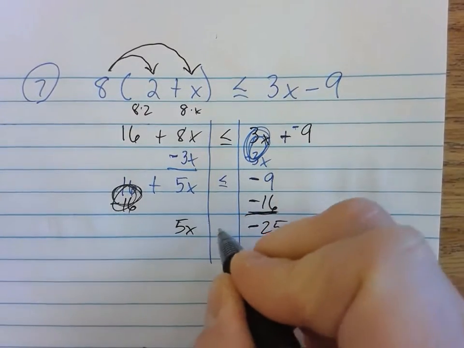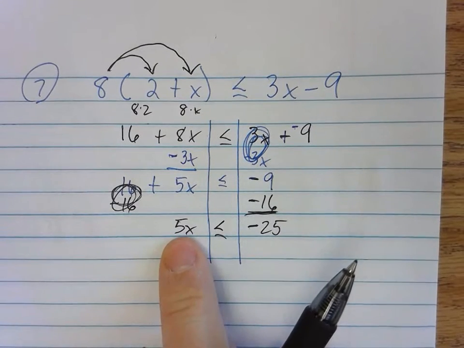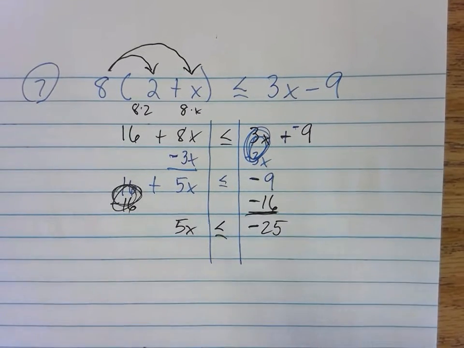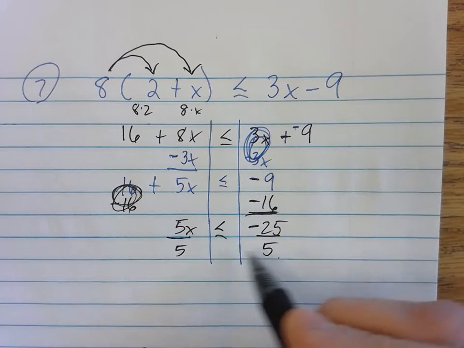So now I've got 5x is less than or equal to negative 25. That number in front of the x is positive, so I do not need to flip the sign in both spots. I'm dividing by a positive, so 5 divided by 5 is 1.